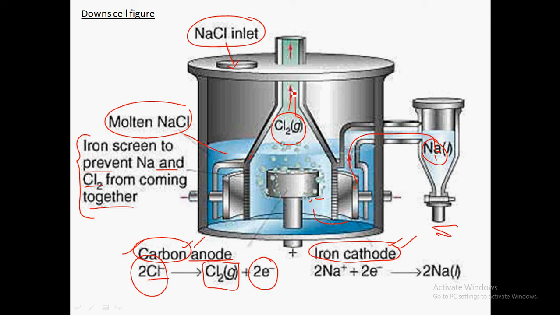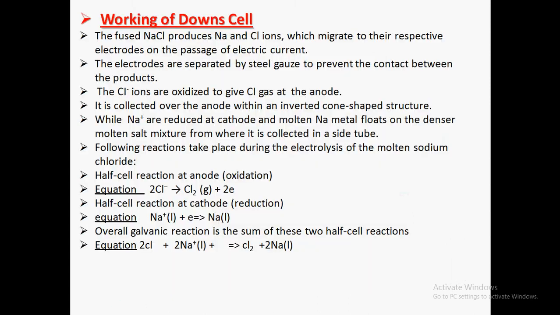Whereas at the iron cathode, what is happening? Na plus, the positive ion, 2 positive ions, gain 2 electrons. When they gain 2 electrons, the 2 Na plus become 2 Na. This is what is happening in the Downs cell.